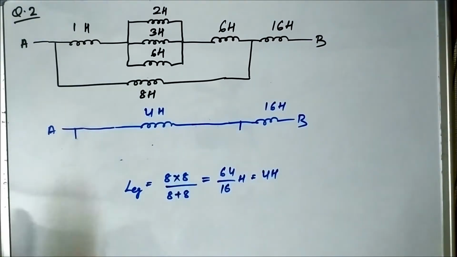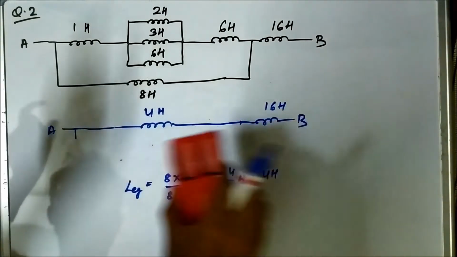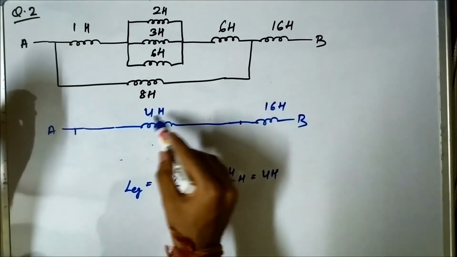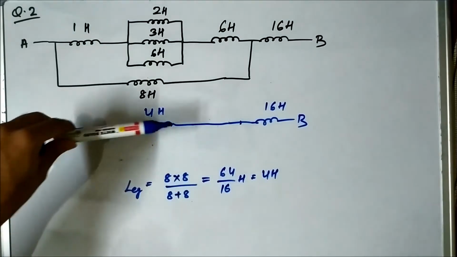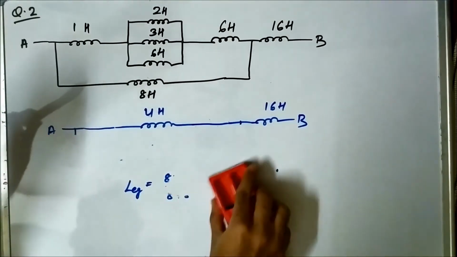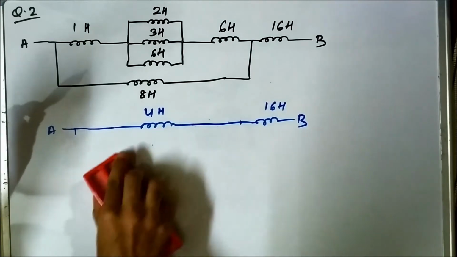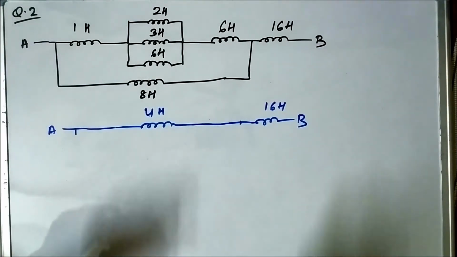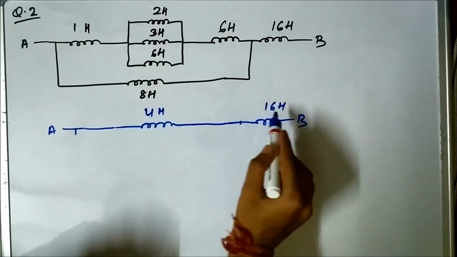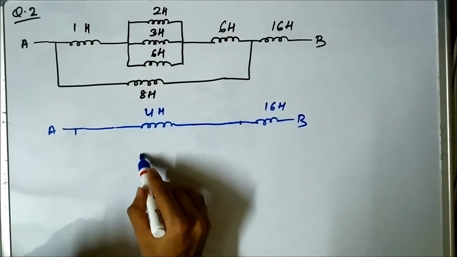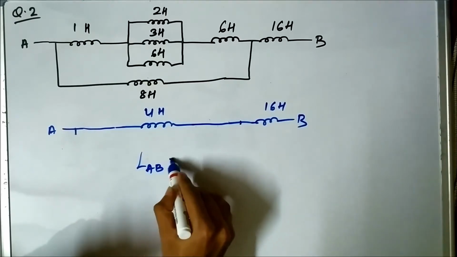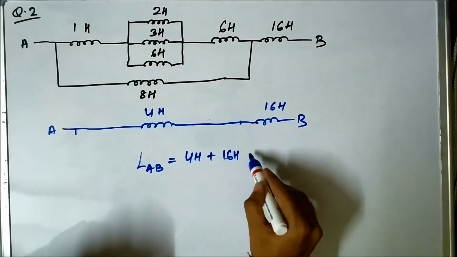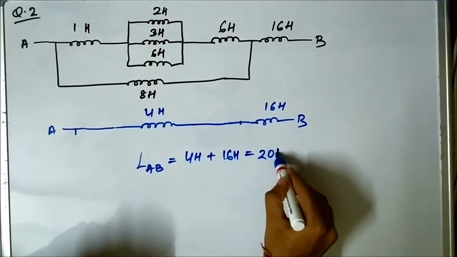Now this 4 Henry and this 16 Henry, they are in series. So the total inductance across the points A and B, we can write as the sum of these two inductances, which is equal to 4 Henry plus 16 Henry, which is equal to 20 Henry.